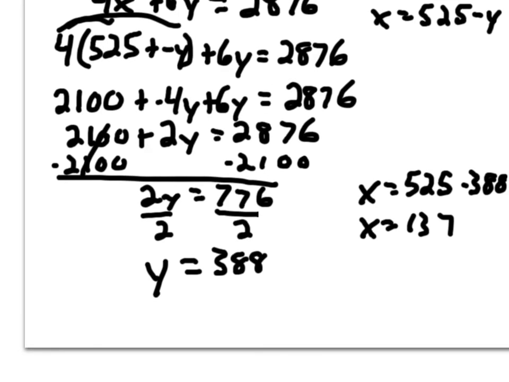Okay, next we need to write our answer as an ordered pair. So we've got x is 137 and y is 388.